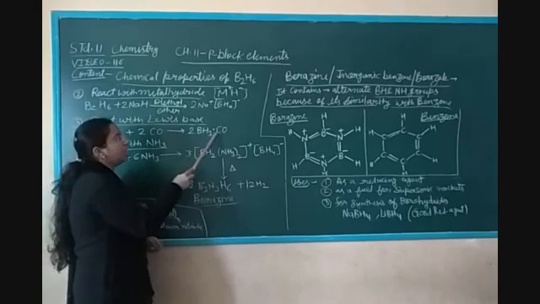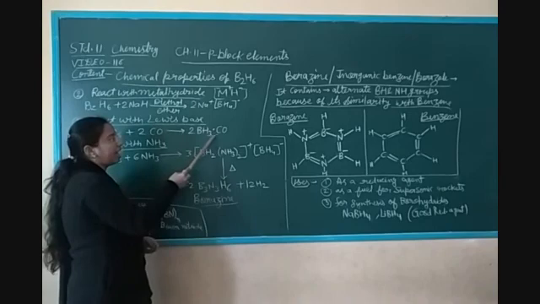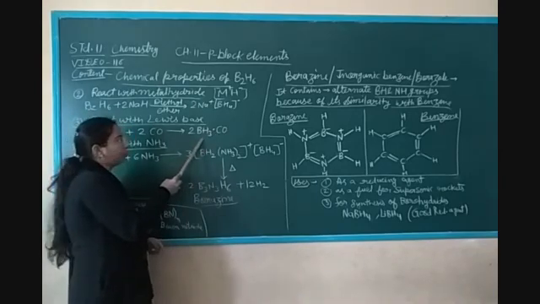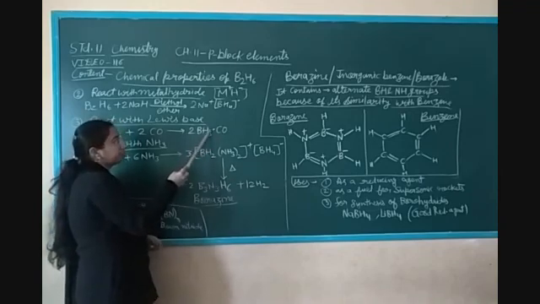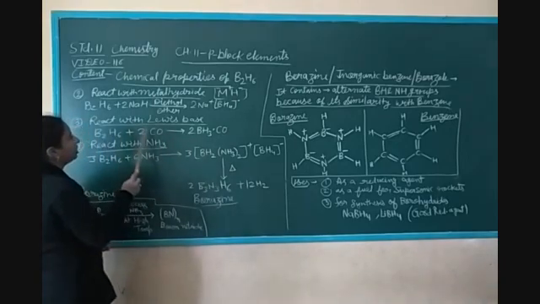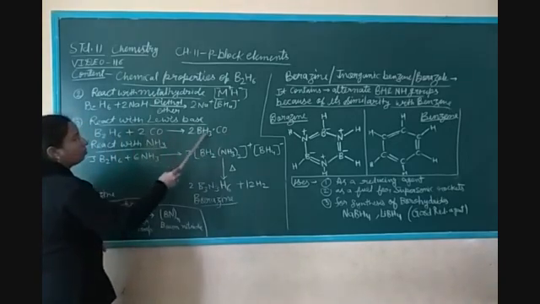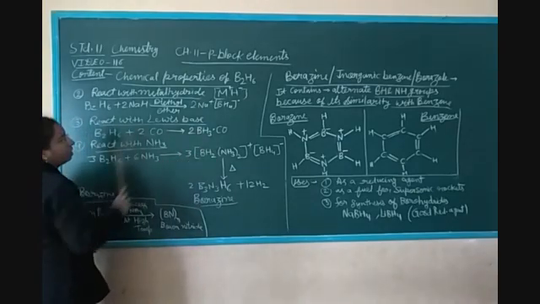In B2H6·2CO, CO gives its lone pair and boron accepts the lone pair. So boron accepts the lone pair, so it is a Lewis acid, and CO gives its lone pair, so it is a Lewis base. So diborane reacts with the Lewis base and forms a coordinate bond between them, and this type of compound is formed.